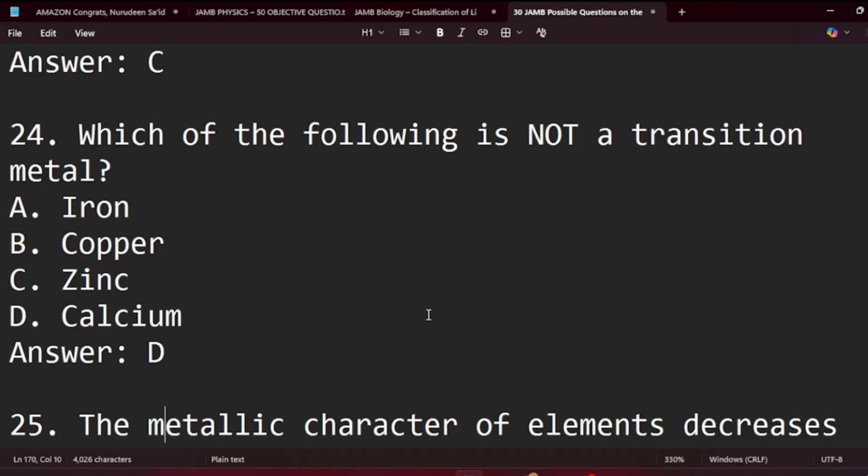Question number 24. Which of the following is not a transition metal? A. Iron, B. Copper, C. Zinc, D. Calcium. The answer is D, which is calcium.